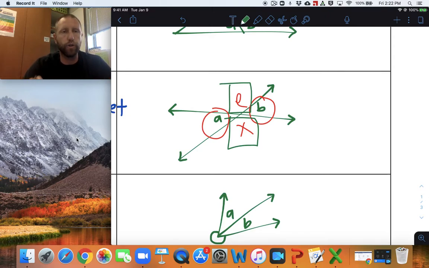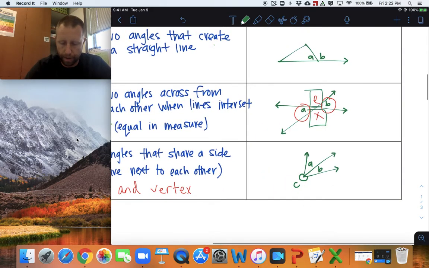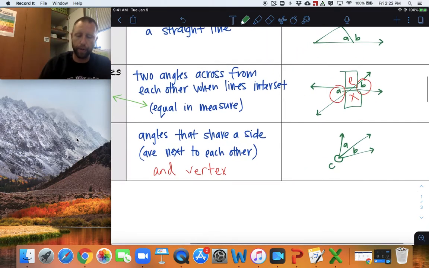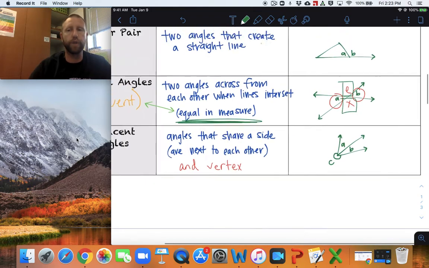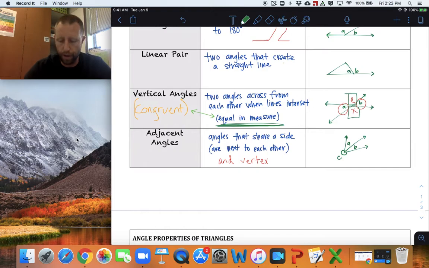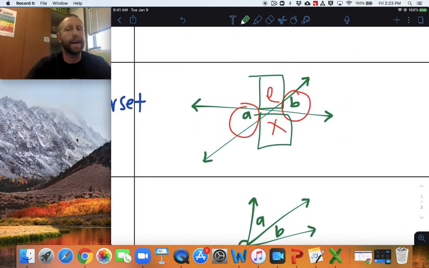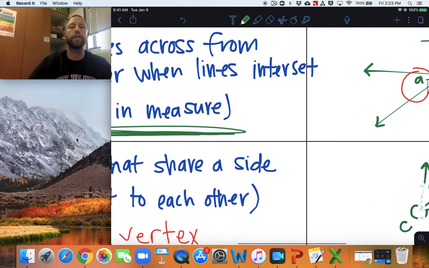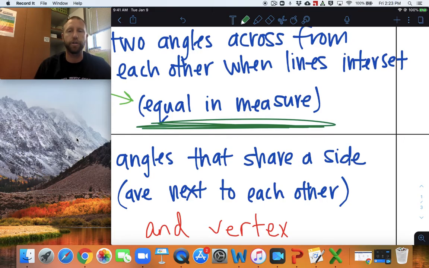Okay, so vertical angles come from when two lines intersect or more. We'll talk about that later, but they are across from each other, directly across from each other. They do not share any sides. Okay, one important thing to remember with that is that they are equal in measure. So those two angles are going to have the same amount. If I tell you, based off of this example, that angle A is 40 degrees, you already know what angle B measures. It's also 40 degrees because those two angles are vertical angles, and vertical angles are equal in measure. Okay?